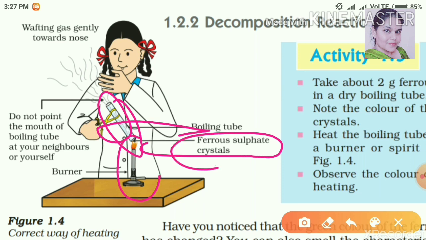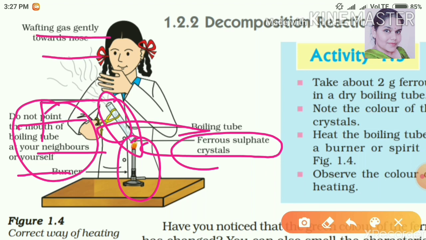This is the burner, also called Bunsen burner, and here they have mentioned one precautionary note, that do not point the mouth of the boiling tube at your neighbor or yourself. Wafting gas gently towards the nose means just move the gas slightly towards your nose to smell it, to know the characteristic smell of sulfur. It is also a test of sulfur gas that if we smell a pungent smell in the lab, it means sulfur dioxide is there. So that's all for today's video.